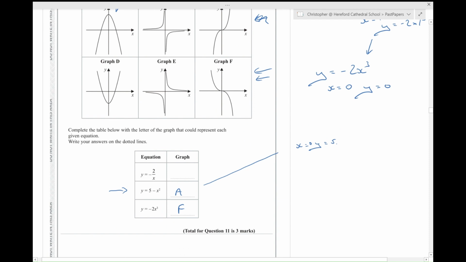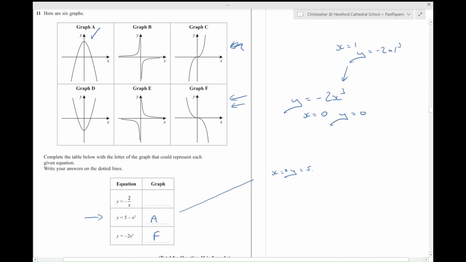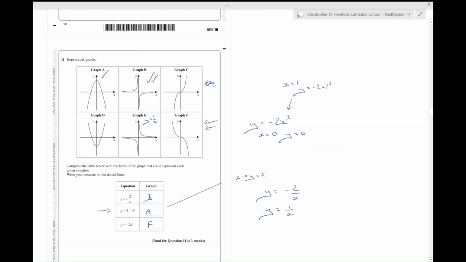Okay, now I'm left with this one. Y equals minus 2 over x. Well, with any luck, you're aware that y equals 1 over x will look like graph E. That's y equals 1 over x. So y equals minus 1 over x will be that graph reflected in the x-axis. And y equals minus 2 over x will look much the same. So that is going to be graph B. And there you have question 11 finished.